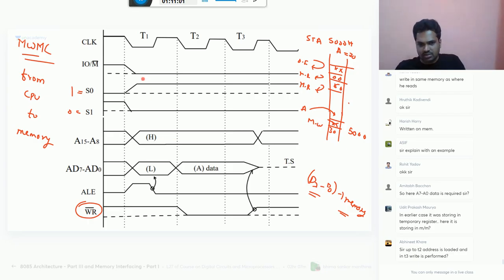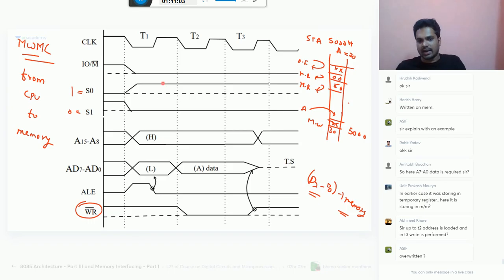In T1 itself, address will be loaded. In T2, data bus will be loaded. In T3, memory will be loaded. Yeah, whatever is there will be overwritten.